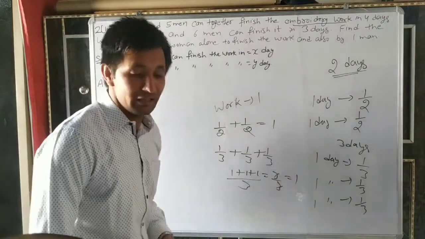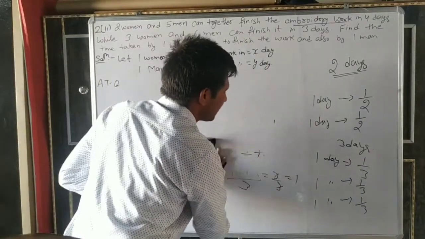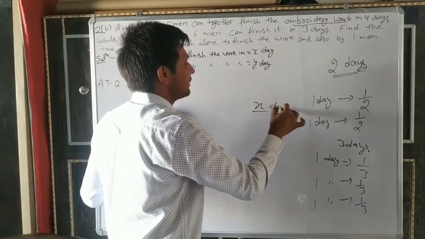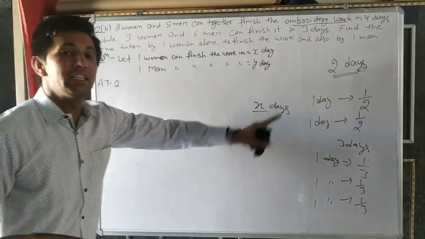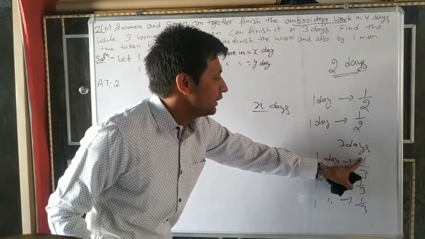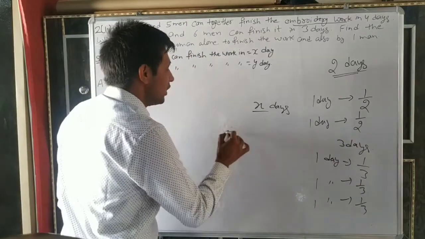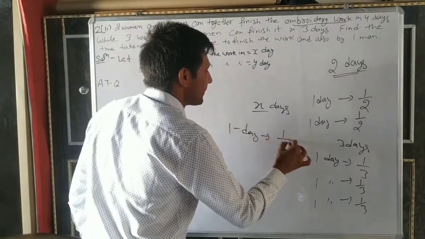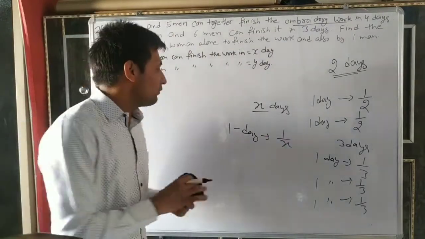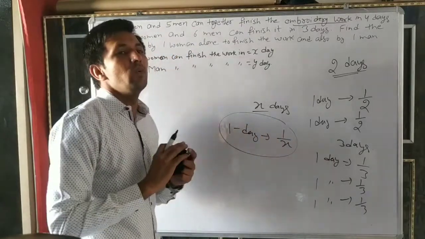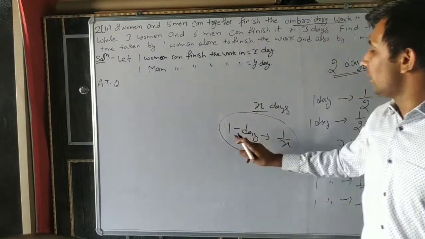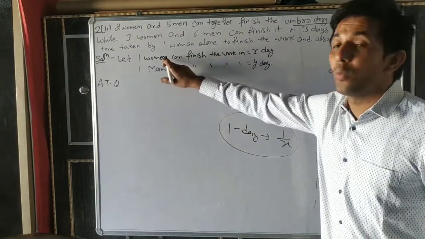So always remember, same way, dear, if I write it here, if you can finish a work in X days, so in 1 day, how much? If you can finish in 3 days, in 1 day you can finish 1/3 part. Same way, in 1 day how much will you finish? 1/X part of the total work. 1/X, or not? If you understand this one, you can do this question very easily. Understand? So in 1 day, how much work is finished by one woman?